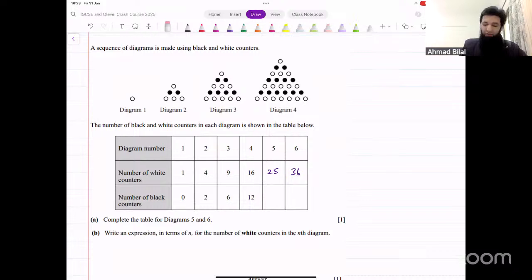Now, do we see a pattern here now? We've got 0, 2, 6, 12, and then we have to figure out what the next numbers are going to be. If you look at the sequence itself, it's 0, 2, 6, 12, right? Now, are the differences constant? They are not. We've got 2 here, and then 4, and then 6. The second differences are constant. The second differences are going to be 2.